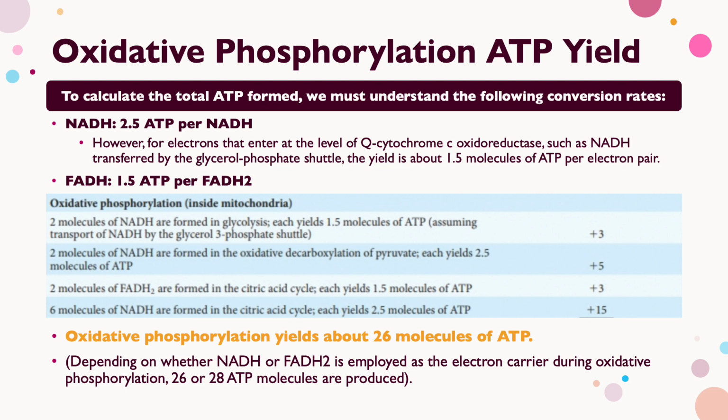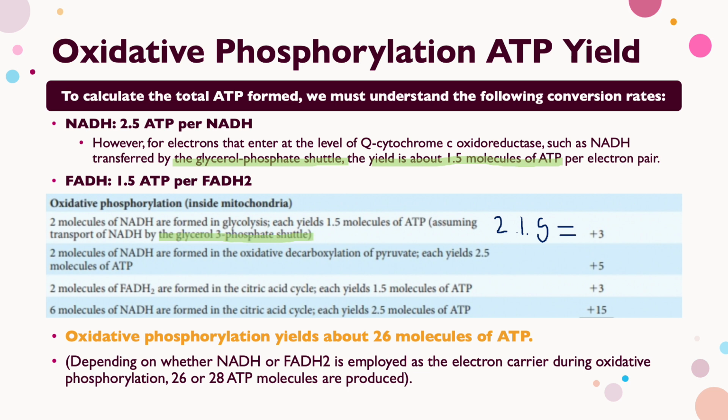If you can see here, this first one says 2 molecules of NADH are formed in glycolysis. Each yields 1.5 molecules of ATP, assuming transport of NADH by the glycerol 3-phosphate shuttle. So like we said, NADH transferred by the glycerol 3-phosphate shuttle yields about 1.5. So with that, we have 2 times 1.5 is equal to 3.